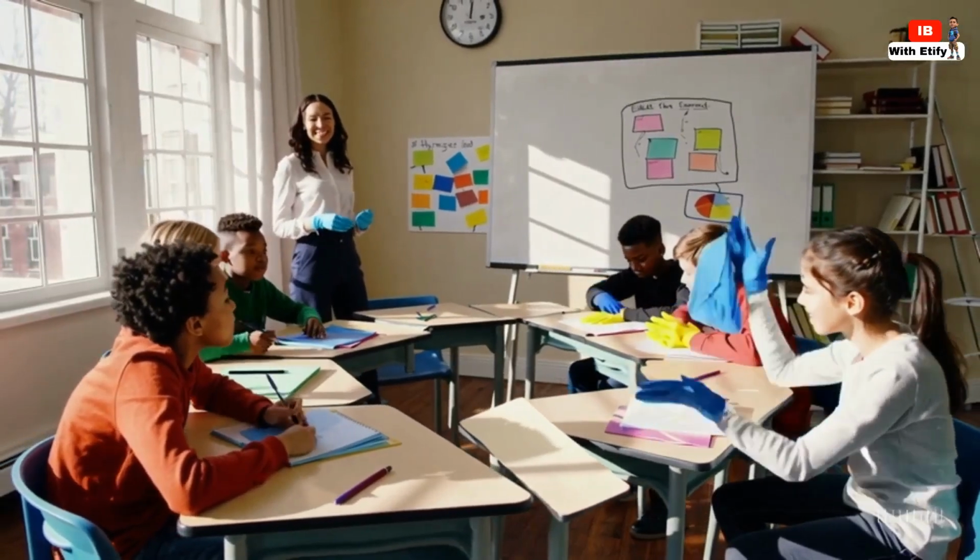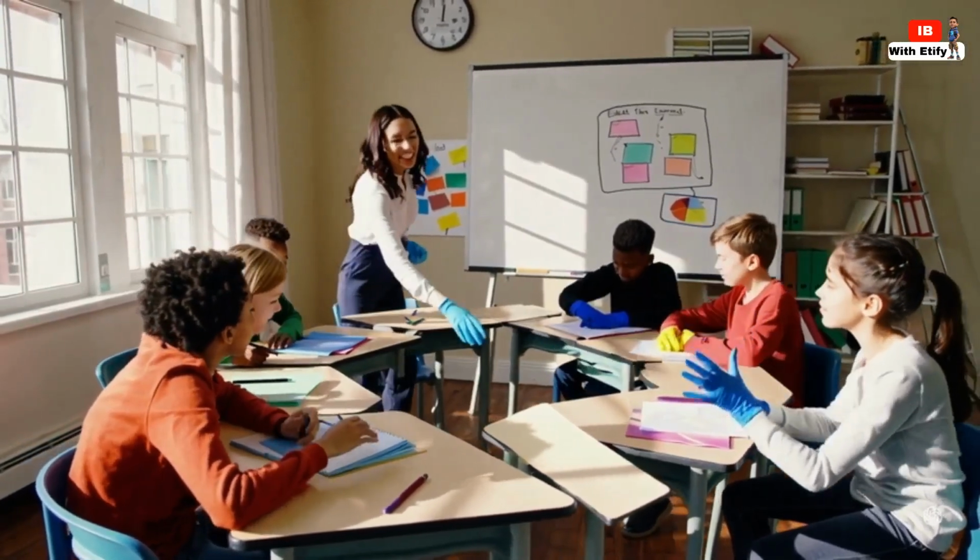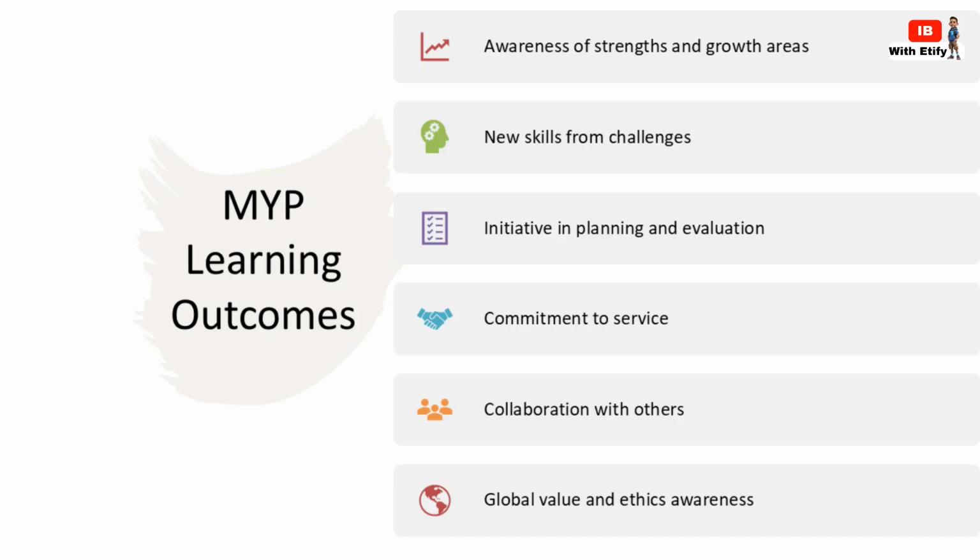Service learning also ties directly into the seven learning outcomes of the MYP, which guide student development. These outcomes help ensure the service activities are educationally valuable. They include awareness of strengths and areas for growth, new skills developed through challenges, initiative in planning and evaluating their actions, commitment to service activities, collaboration with others, global value, helping develop international-mindedness, and ethics, considering the ethical implications of their actions. These outcomes are essential for tracking student progress and making sure they're developing in meaningful ways.